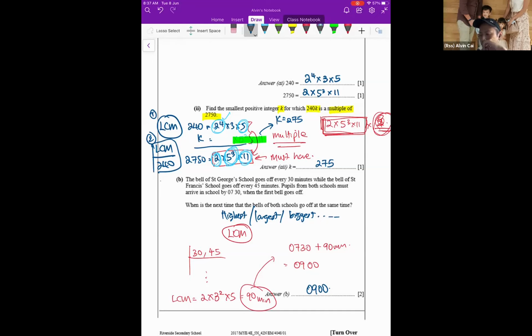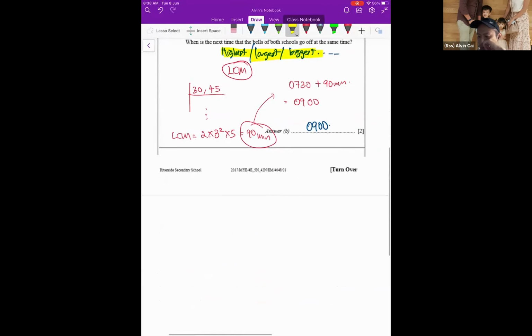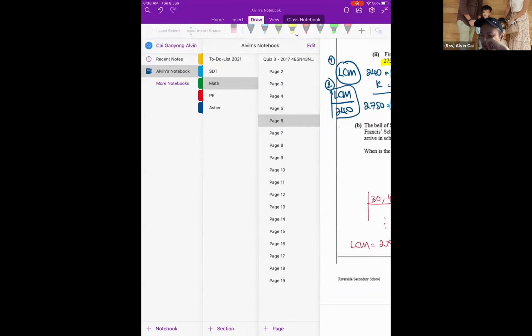I want to repeat that again: if you don't have any such words in the question, like what is the biggest or what's the largest number, then we are always finding the LCM. So that would be for this part. Okay, so moving on, next part.